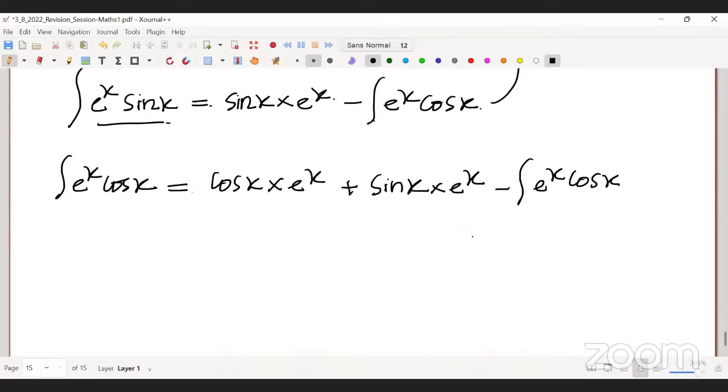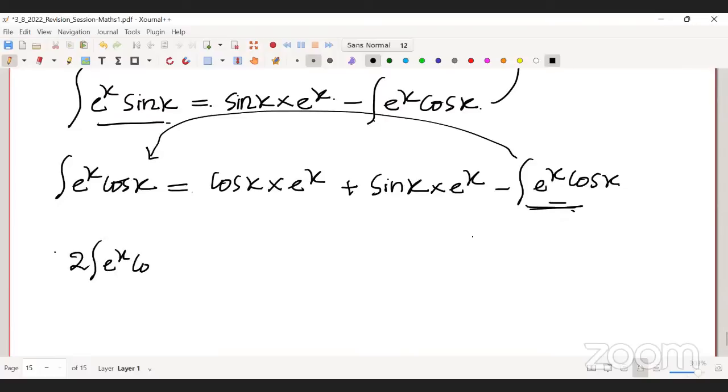Now I can take this one to the left, right? What will I get if I take this one to the left? 2 times the integration of e to the power x cos x. So if I divide by two, then what I'll get is half of (e^x cos x plus e^x sin x). Okay, this is it. You can similarly try other questions.